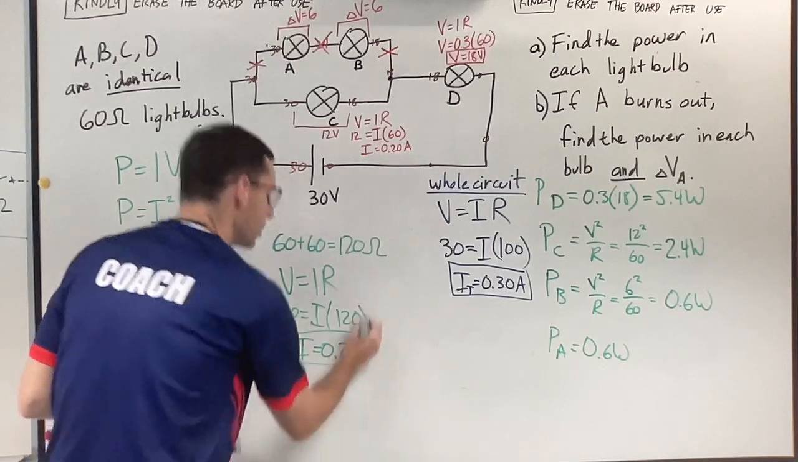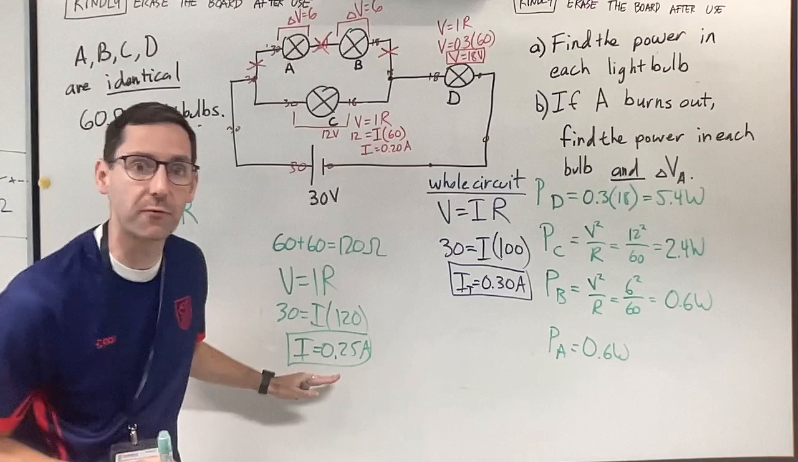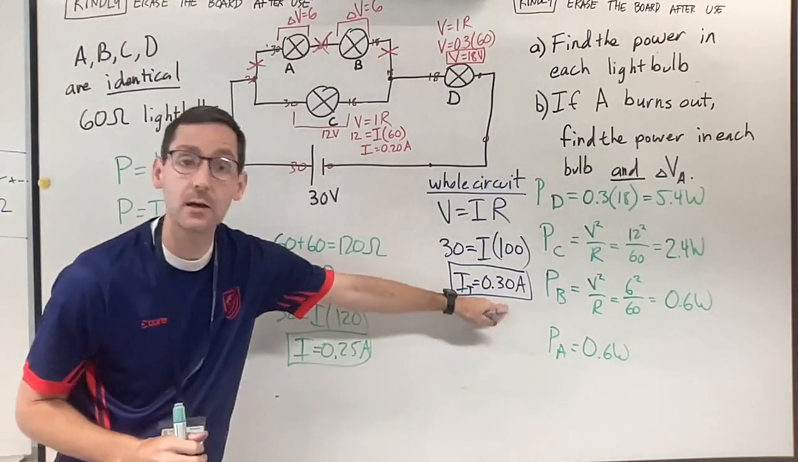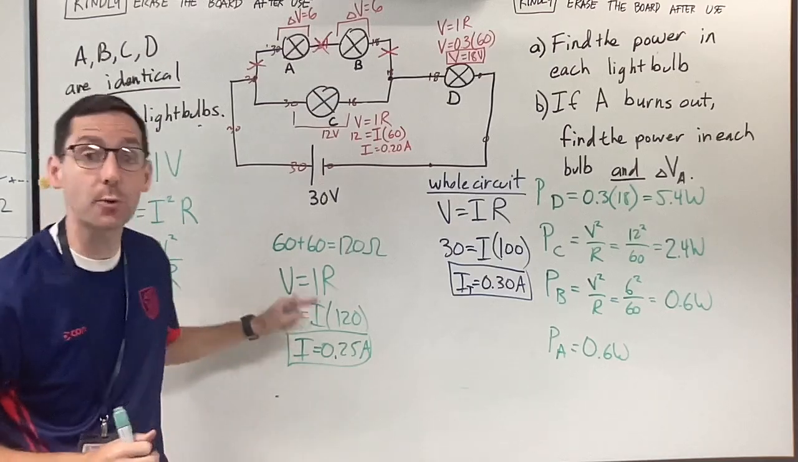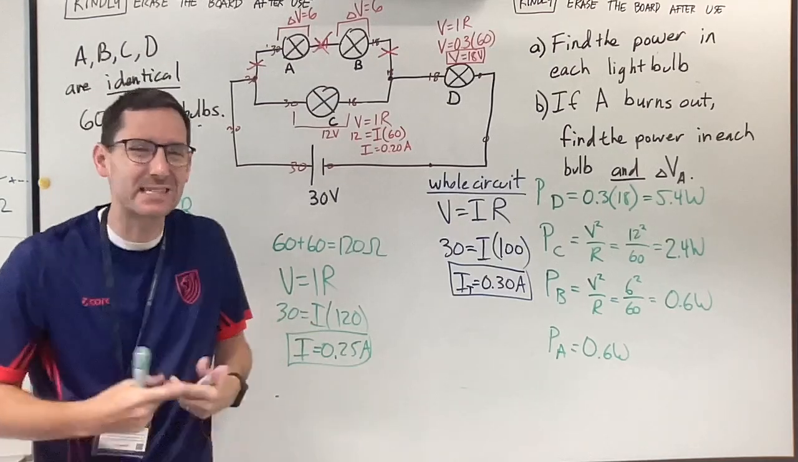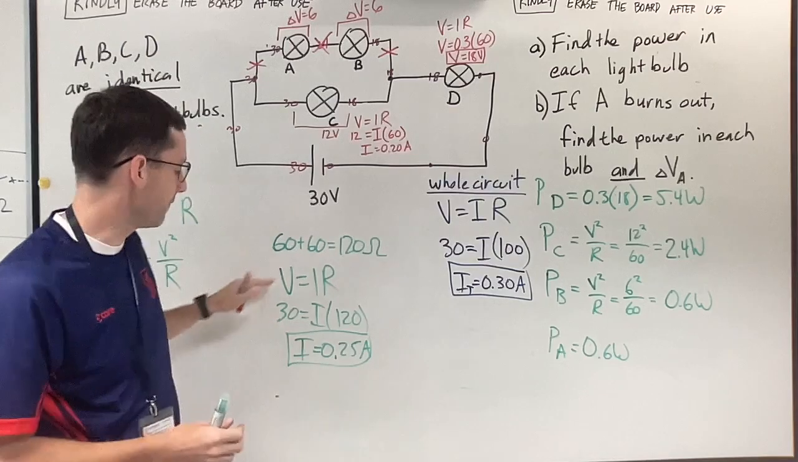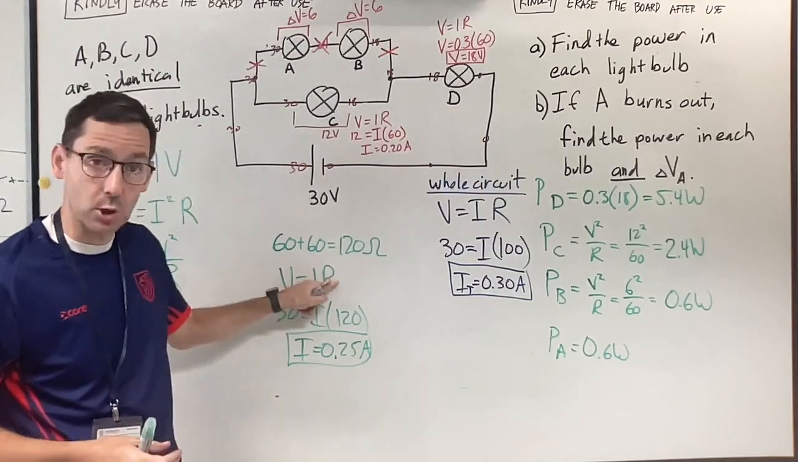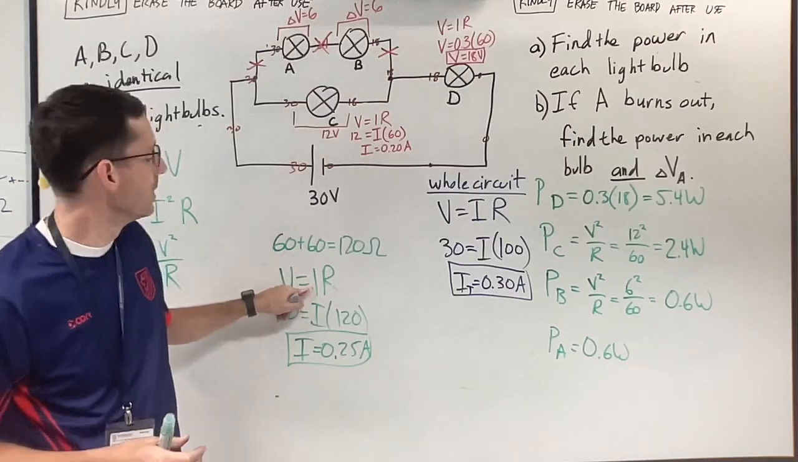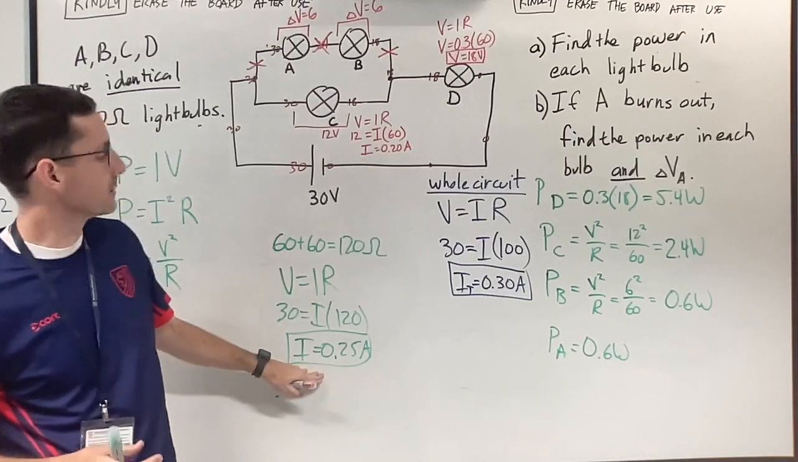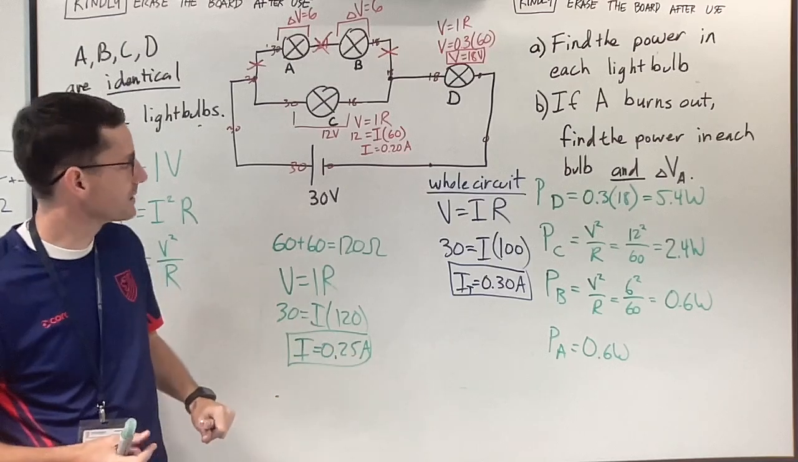Now, that should, in a way, make sense. We have less current than before. Before we had 0.30 amps. Now we only have 0.25. That's because there's more resistance. If there's more resistance, there will be less current, right? V equals IR. Resistance goes up, current must go down, right? So therefore, we have the current, which is 0.25 amps.